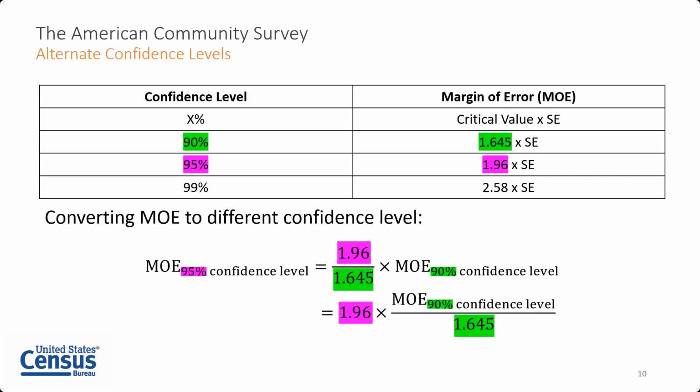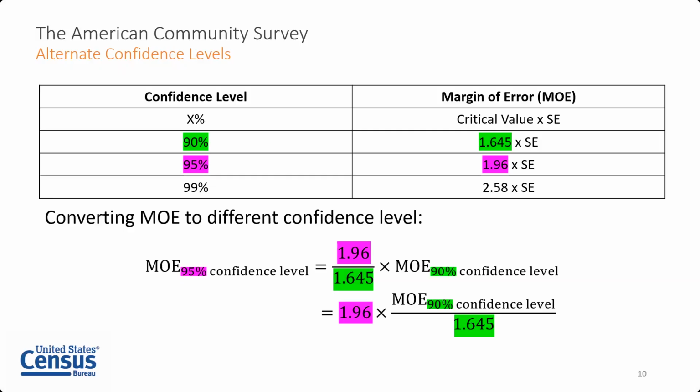So again, to calculate the MOE for ACS estimates, we multiply the standard error by 1.645, which is the critical value for the 90% confidence level. As you can see, the MOE for the 95% confidence level is equal to the standard error multiplied by 1.96. So to convert from a 90% confidence level to a 95% confidence level, simply multiply the ratio of the new confidence level to the old confidence level by the MOE, as shown in the formula.